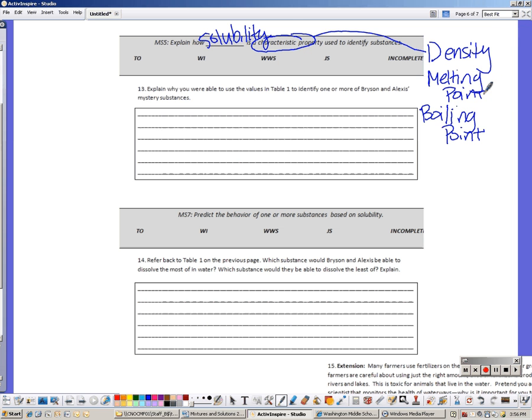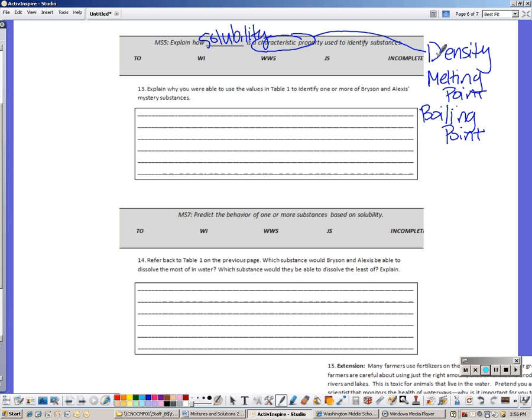Melting point and boiling point are similar in that for water, no matter how much water you have, water will always boil at 100 degrees Celsius, and that's true whether you're boiling just a cup of water or 10 cups of water. When that water reaches 100 degrees, the water will start to evaporate.